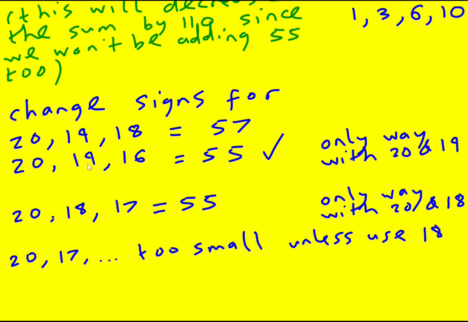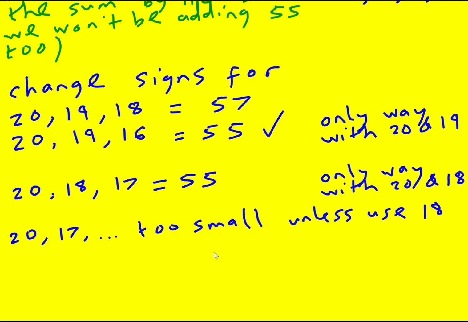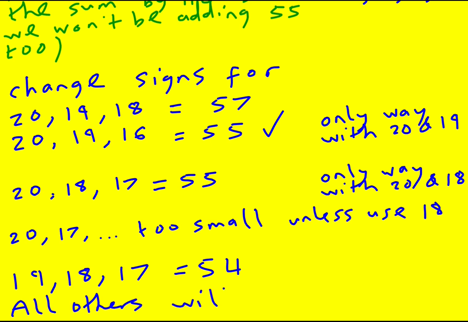And I kind of meant that up here as well. Like if I do 20, 19, and 15, obviously it's going to be too small. Right, so I've done all the options with 20 in. So the only other one is to try 19, 18, 17. Wait, yeah, I can't. That's going to be too small as well. 54. I'd need 19, 18, and 18 for this to work. All others will be too small.